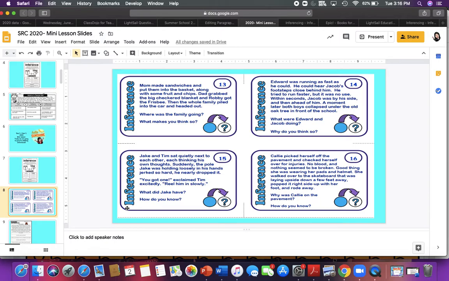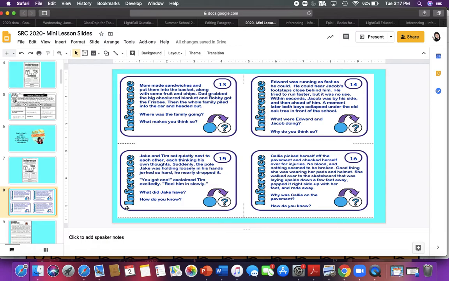Jake and Tim sat quietly next to each other, each thinking his own thoughts. Suddenly, the pole Jake was holding loosely in his hand jerked so hard he nearly dropped it. You got one, exclaimed Tim excitedly. Reel him in slowly. What did Jake have? And how do you know? So think about it. In the text it says they were sitting quietly next to each other. They had a pole. Something jerked it. What could that be? Think about your background knowledge. What do you know? If you said that the boys were fishing and that Jake probably had a fish, you are correct.